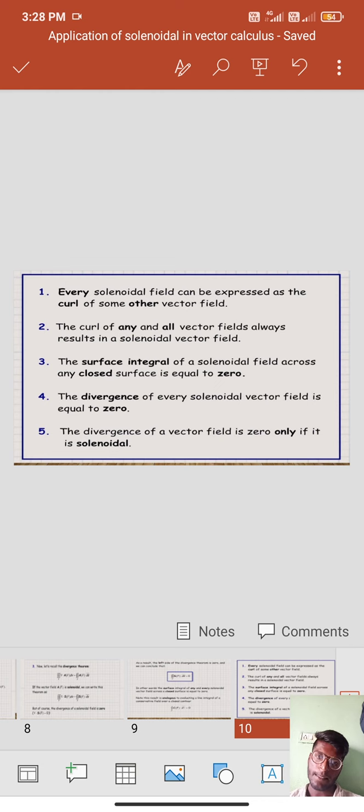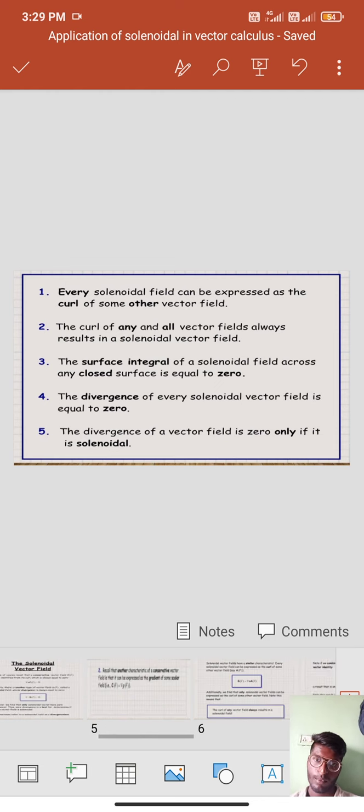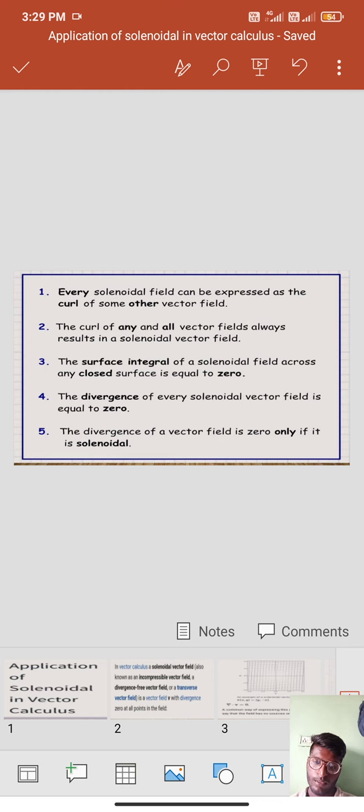The surface integral of a solenoidal vector field across any closed surface is equal to 0. The divergence of every solenoidal vector field is equal to 0. The divergence of a vector is 0 only if it is solenoidal. This is about the solenoidal vector and its application in vector calculus.